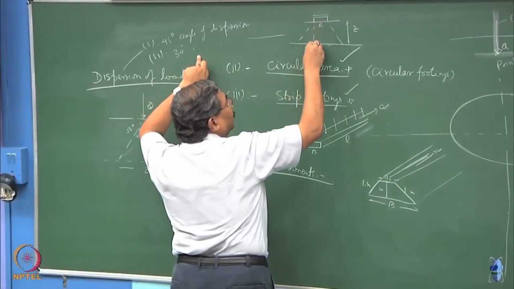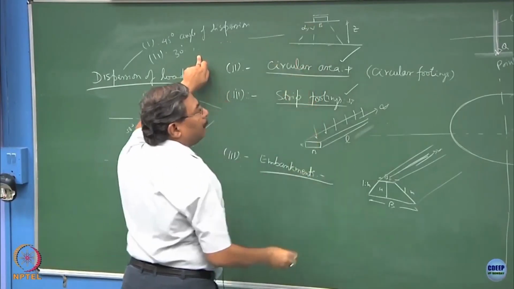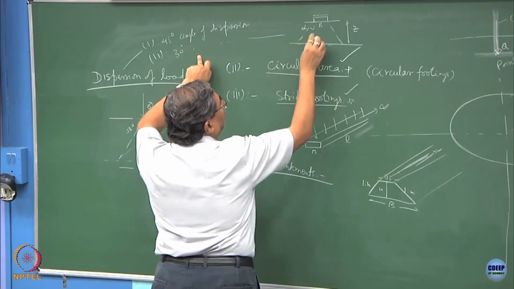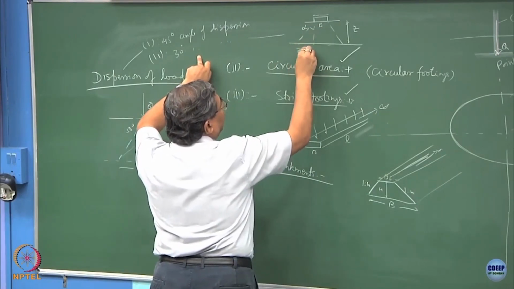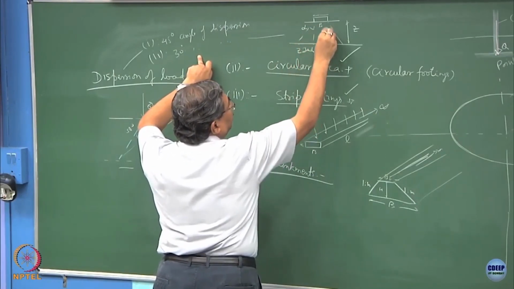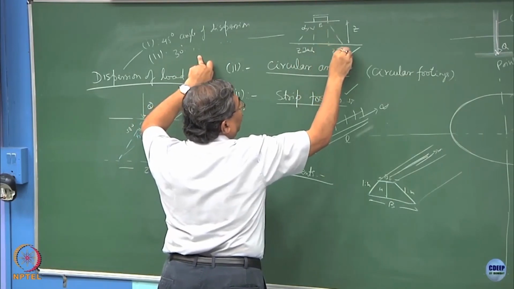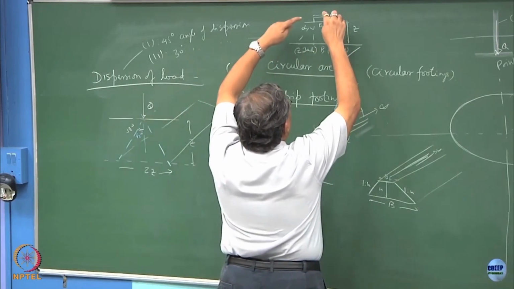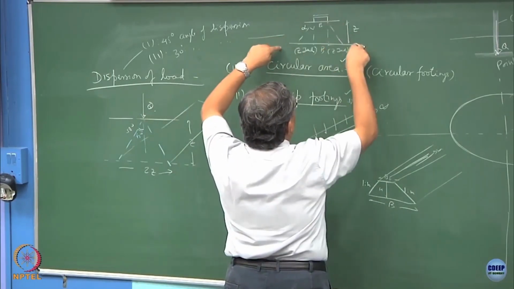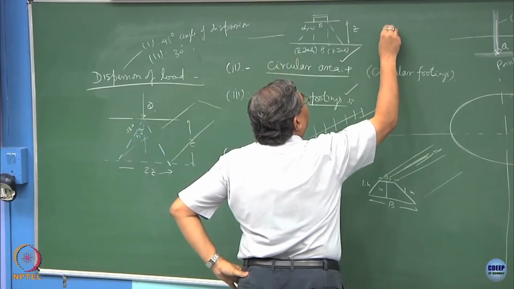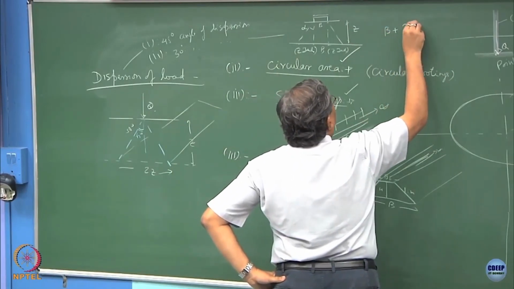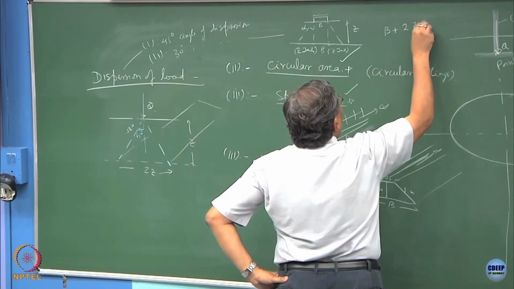So, if I use this angle of dispersion as alpha, this is going to be Z tan alpha, and this is also Z tan alpha, plus B. So, this whole stress is now getting transmitted on a plane which has an area of cross section of 2 times Z tan alpha, plus B.